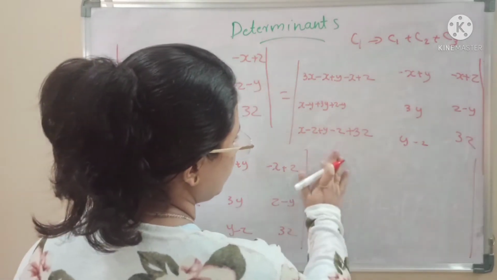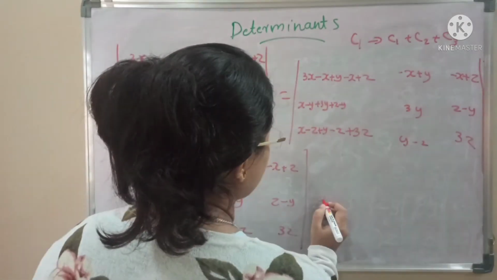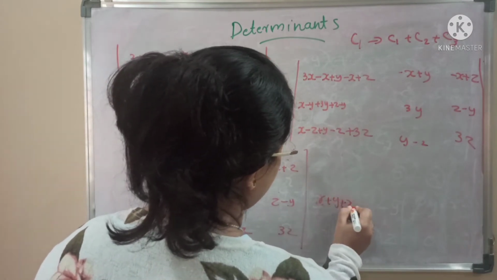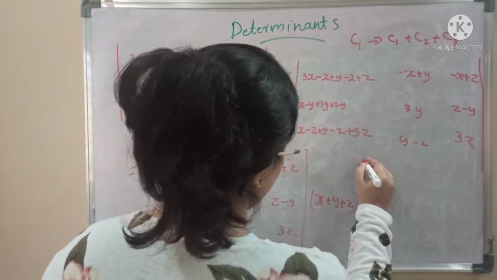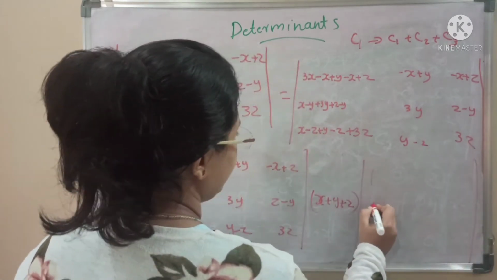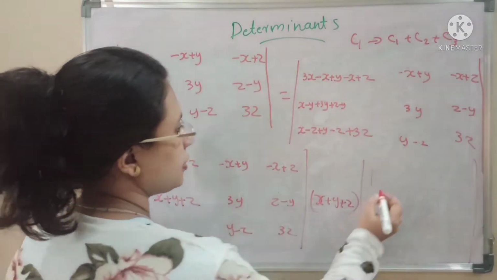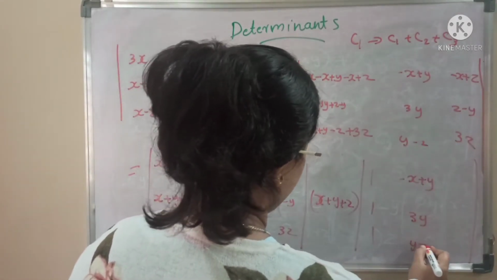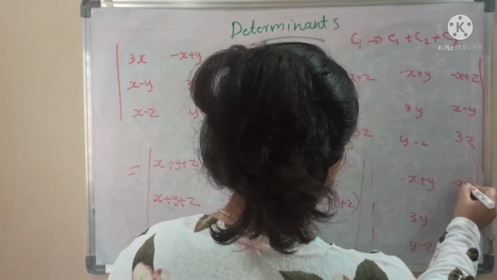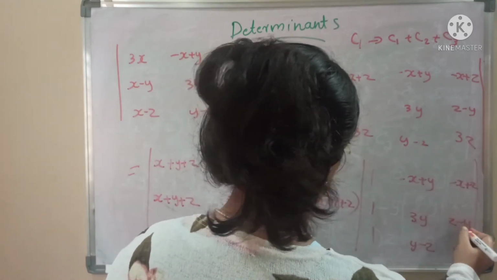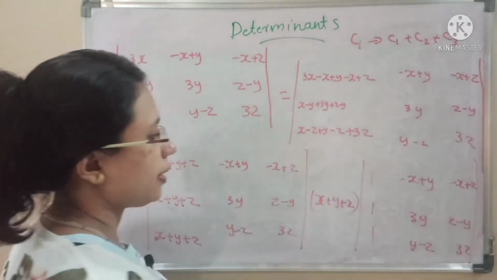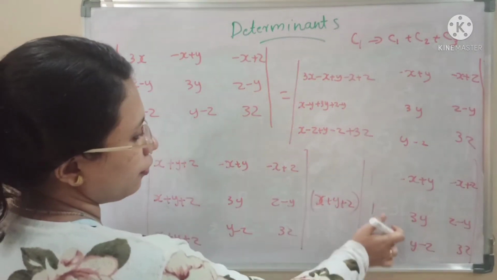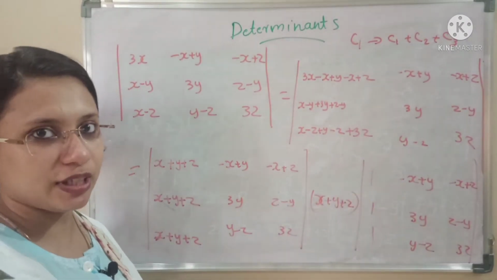Yes, so it will be x plus y plus z outside, then the remaining will be 1, right? Then minus x plus y, 3y, y minus z, minus x plus z, z minus y, 3z, right? So we can easily make any two elements in this column 0, right?